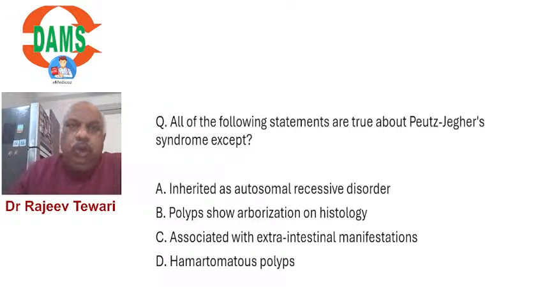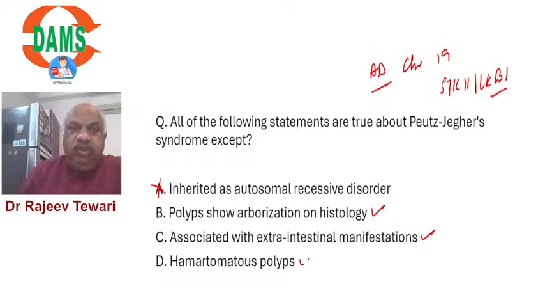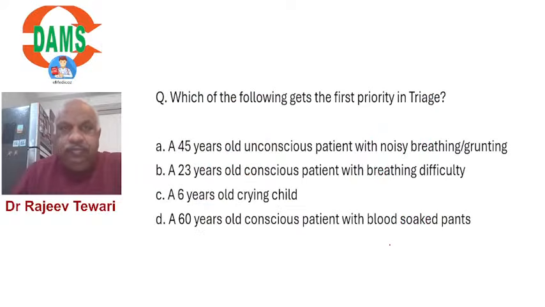The question was, what is wrong? We all know Peutz-Jeghers is autosomal dominant, chromosome 19, gene STK11 or LKB1, and it's characterized by mucocutaneous pigmentation on the lips and polyps. So this is autosomal dominant, not recessive. A is wrong. Arborizing is right, this is called Christmas tree appearance. Extra-intestinal manifestation is right, and hamartomatous polyp is of course right. So A is wrong. This is an arborizing pattern and pigmentation on the lip.